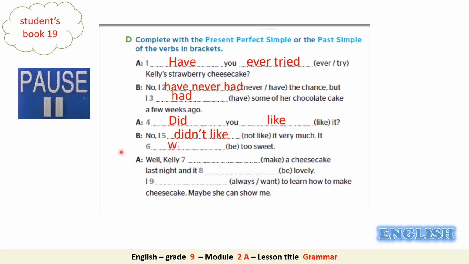The next one, very good. It was, the past tense of be. What about 7? Brilliant. It's made. Why? Because we are still talking about the past. Here we have the words last night. And very good. It was, as the tense is in the past simple. The last sentence is I have always wanted. Very good, because here we have the word always, which refers to the present perfect simple. Well done, students.